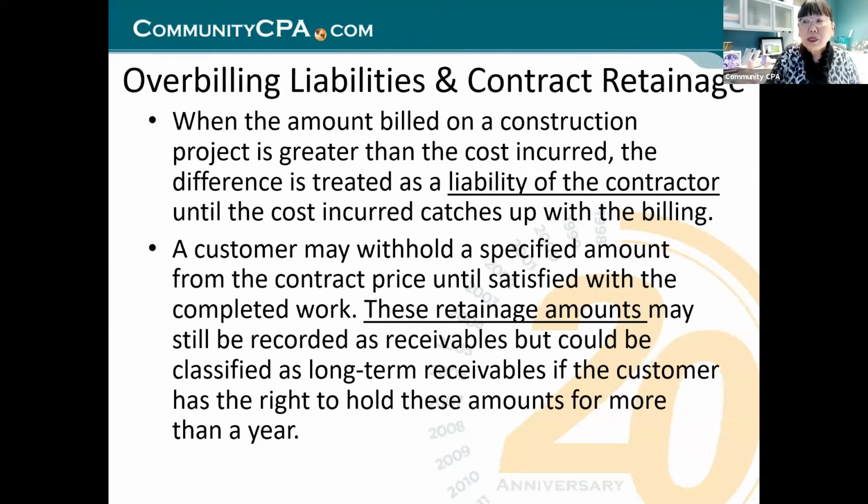So when the amount billed on the construction project is greater than the cost incurred, the difference is treated as a liability. Okay, this is the liability. Let me read the second paragraph, because this is overbilling liability, and this first bullet point is for that one. So contractor retainage is when the customer may withhold a specific amount from the contract price until satisfied with the completed work. This may still be recorded as a receivable, but could be classified as a long-term receivable if the customer has the right to hold the amount for more than a year.